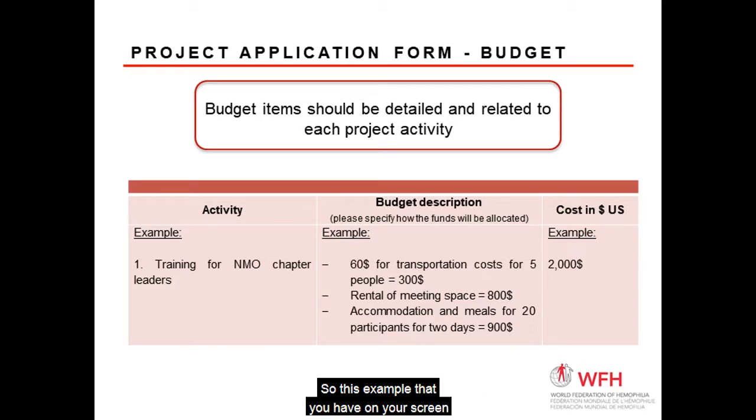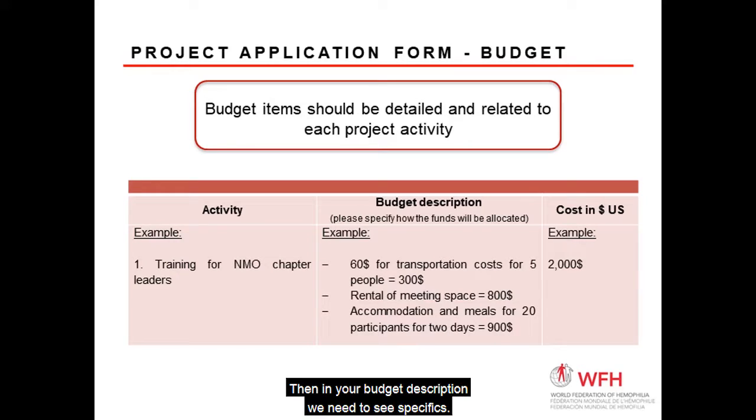So the example that you have on your screen is a perfect example. In this case, the example is training for the NMO chapter leaders, however many chapter leaders you have in your country. You need to know how many people that is overall. What is your percentage of chapter leaders that you're going to train? Are you going to train 100% of them? That might be a goal and that might be achievable, but how are you going to do that? So be thinking about that.